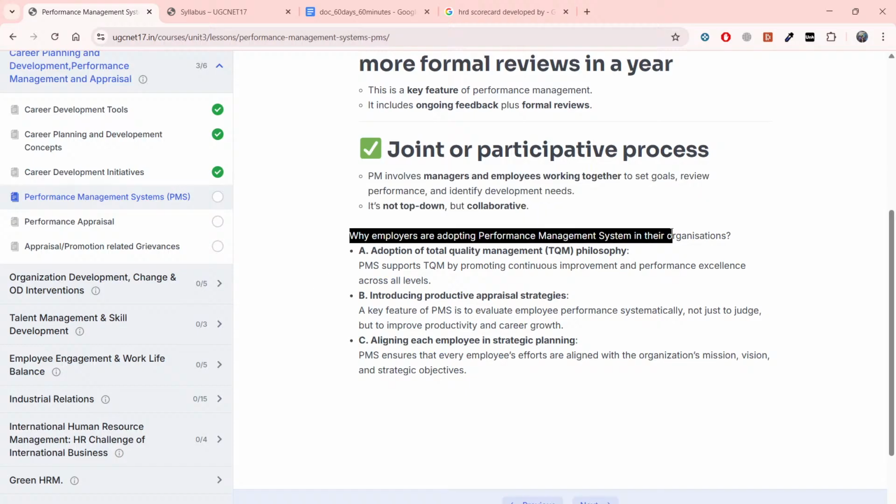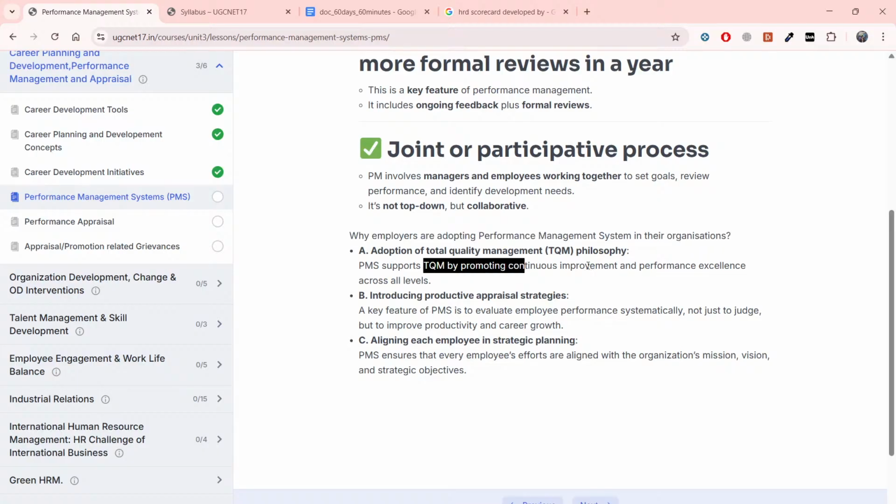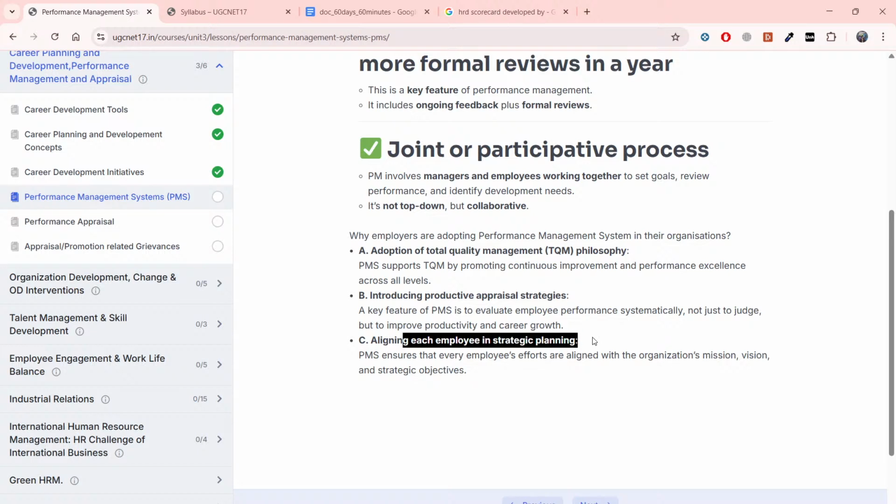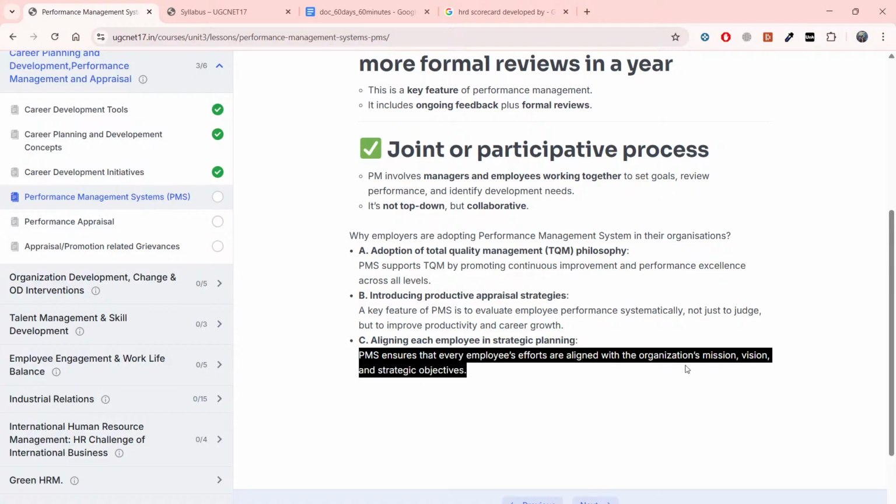Why are organizations adopting performance management systems? Adoption of total quality management philosophy. PMS supports TQM by promoting continuous improvement and performance excellence across all levels. Introducing productive appraisal strategies. A key feature of PMS is to evaluate employee performance systematically, not just to judge but to improve productivity and career growth, aligning each employee with the strategic plan. PMS ensures that every employee's efforts are aligned with the organization's mission, vision and strategic objectives.